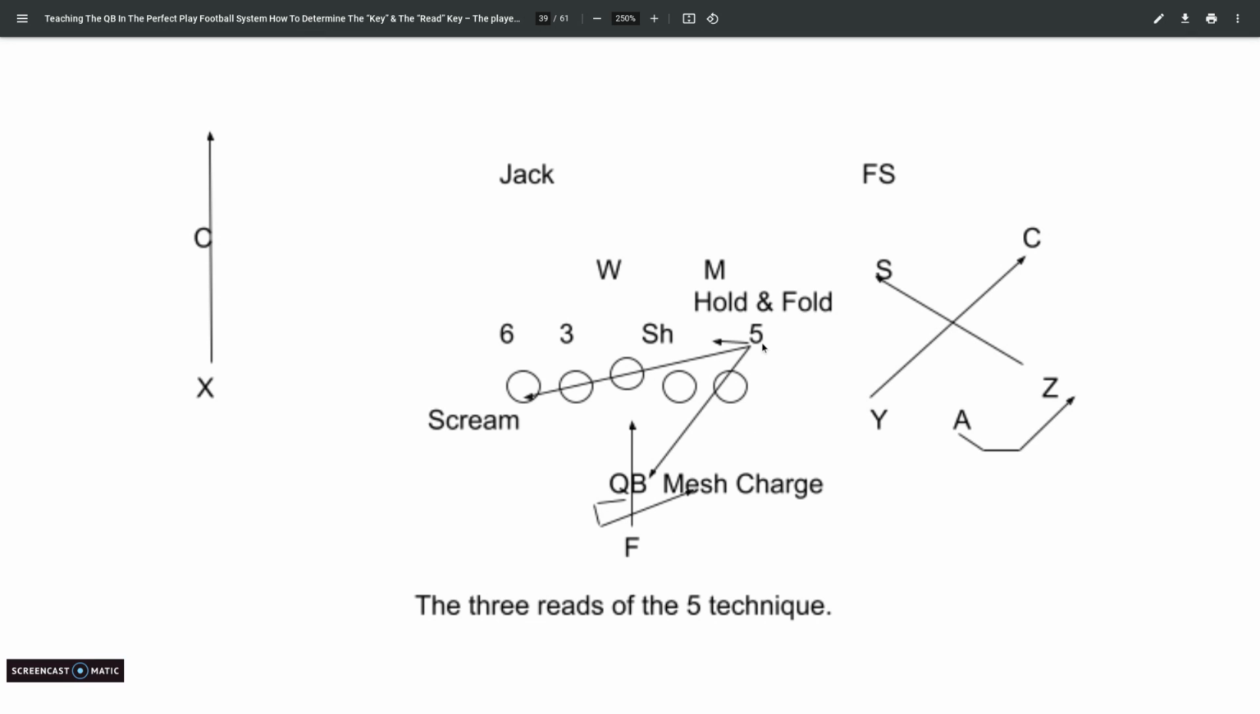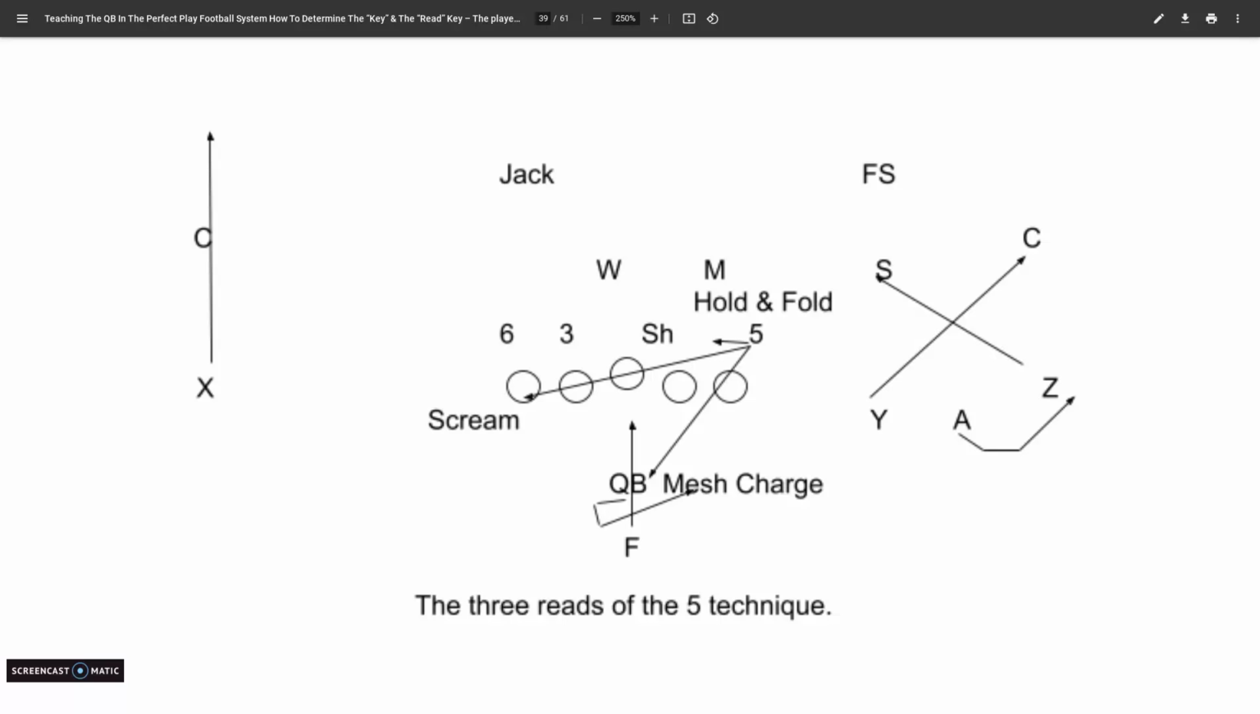All right. So we have the mesh charge, and that mesh charge tells us, I've heard some people say hand off every time. Some people say pull quicker than usual and get around the edge. If you have an athletic quarterback, then you can pull and get on the edge, then I would encourage you to do so.